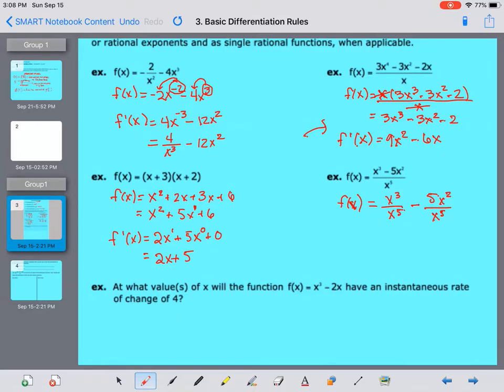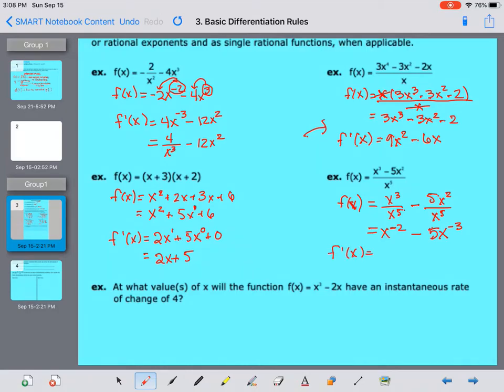Okay. So if I'm doing that, then I can use my exponent rules. My exponent rules say that anytime that I'm dividing, all I have to do is subtract my exponents. So x, and then 3 minus 5 gives us a negative 2, minus 5, x, and then 2 minus 5 gives us a negative 3. And now they're in power form, so I can take my derivative.